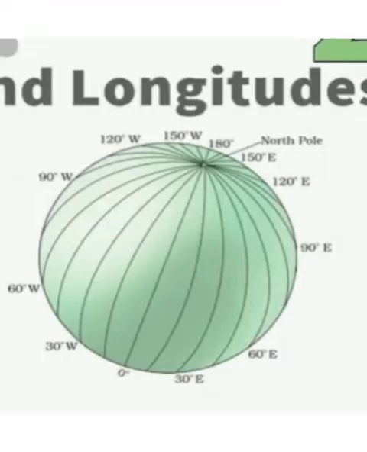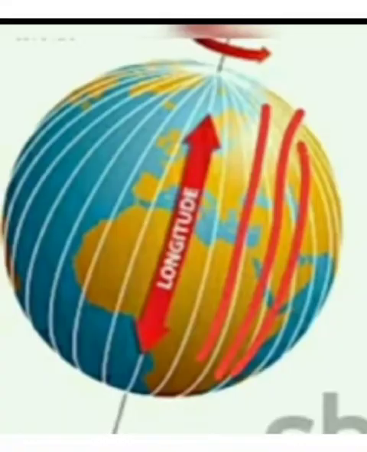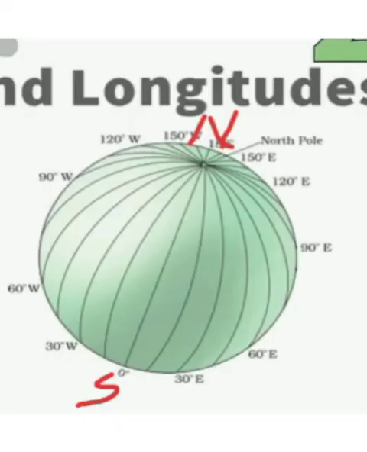The longitudes are the lines that run from north to south on the earth. They are called the meridians of longitude. The longitude is a line running from the north pole to the south pole. That is the meridian of longitude.